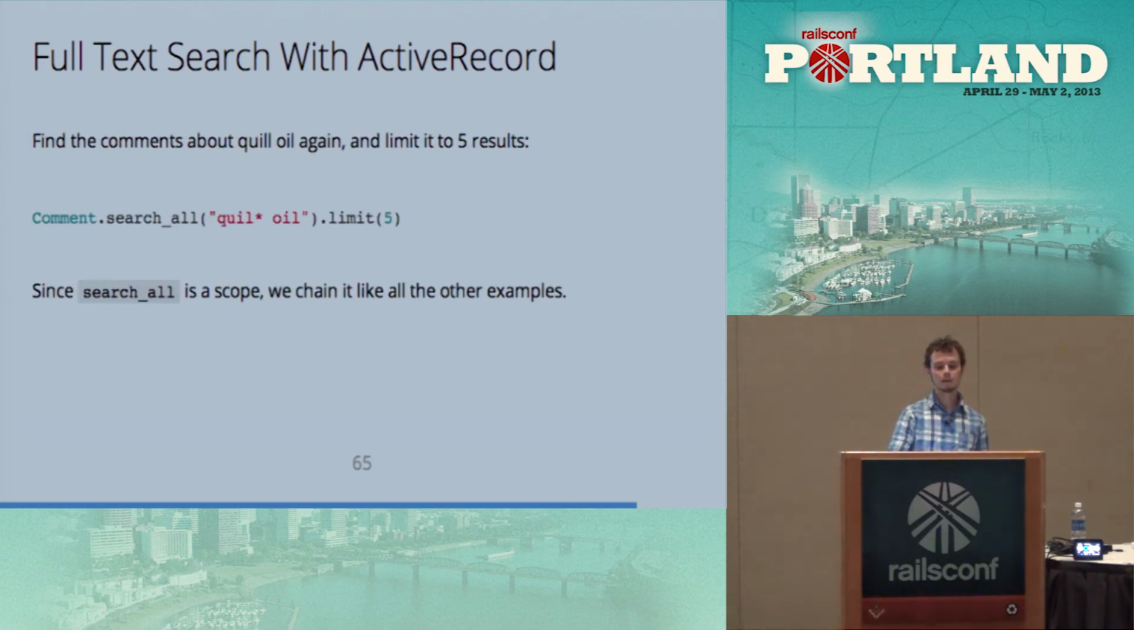So for instance, you might want to find all the comments about krill oil again, but now you want to limit it to just 5 results. Hey, we taught Postgres how to do full text search. So now I can do search all krill star oil and limit it to 5. Keen observer back there, you think that I dropped the colon? No, because I'm parsing this myself, I get to define my own syntax now. So you can just do krill star in this case. Because we've taught Postgres how to do this as a scope, you can chain it along like all the other examples. You can combine this with other things that we've taught Postgres about your domain model.